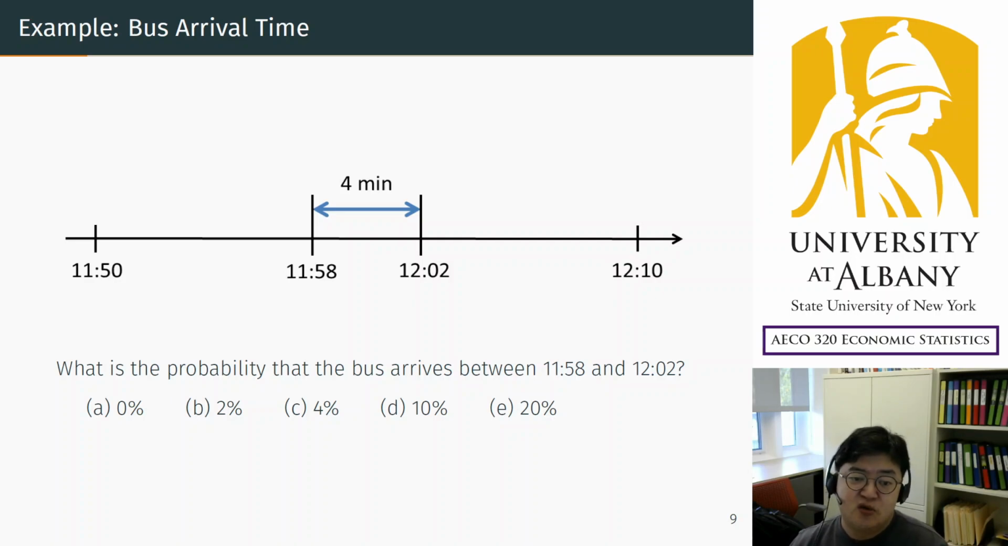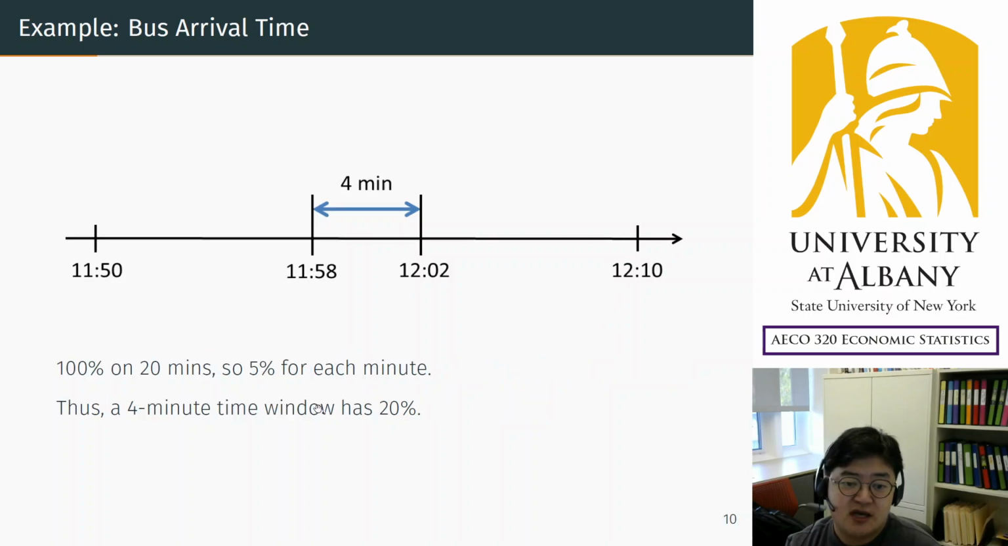Think about this. Super easy question. I gave you a time interval between 11:58 and 12:02. Then it is a 4-minute interval. So a 4-minute interval is 1/5 of the whole interval, right? So the probability should also be 1/5. That is 20%. Okay? Or you may think of it this way. I assigned 100% on 20 minutes. That means each minute has 5%. So 4 minutes should have 20%. Basically the same approach. But you get the idea.